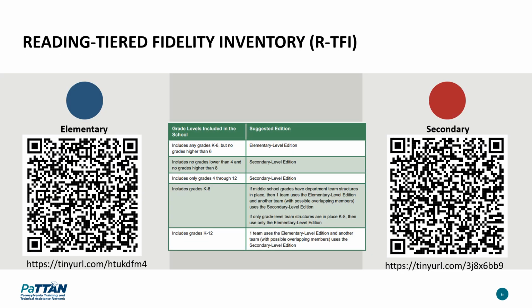Let's dig into the Reading-Tiered Fidelity Inventory tool itself. There are 2 versions, elementary and secondary. While the critical MTSS components are the same, the framework looks slightly different in elementary and secondary. To help schools determine which of the tools to use based on the grade levels provided in a school, we have this chart to offer some guidance. On the left column, there are some grade level bands, and on the right column offers the suggested tool, elementary or secondary.